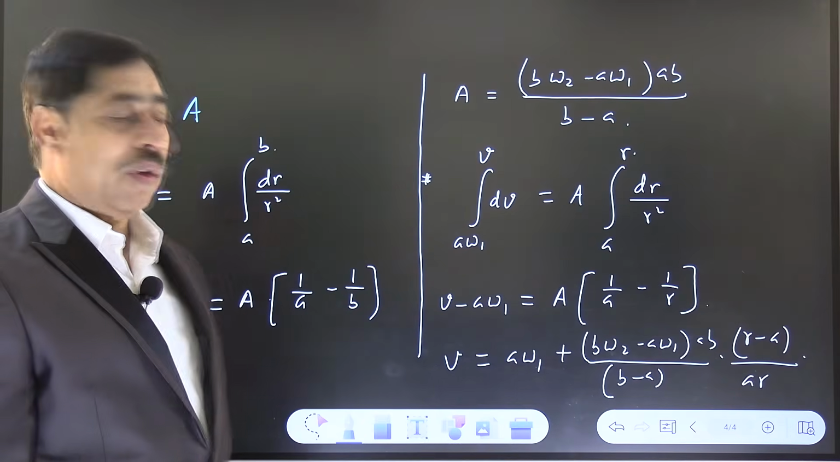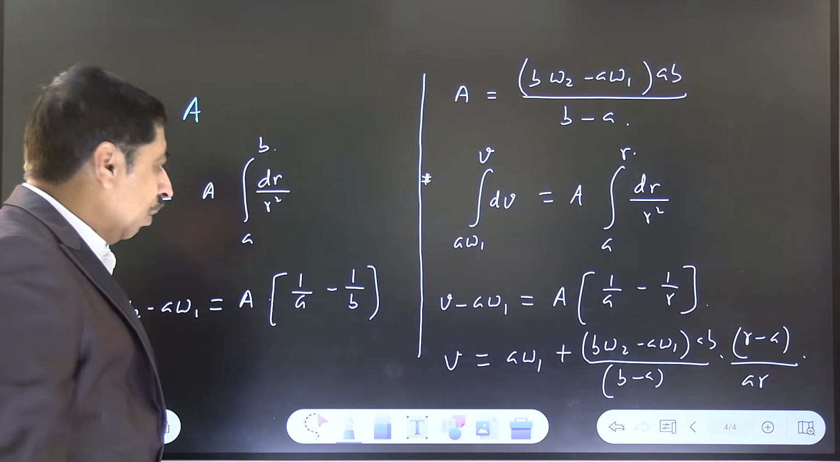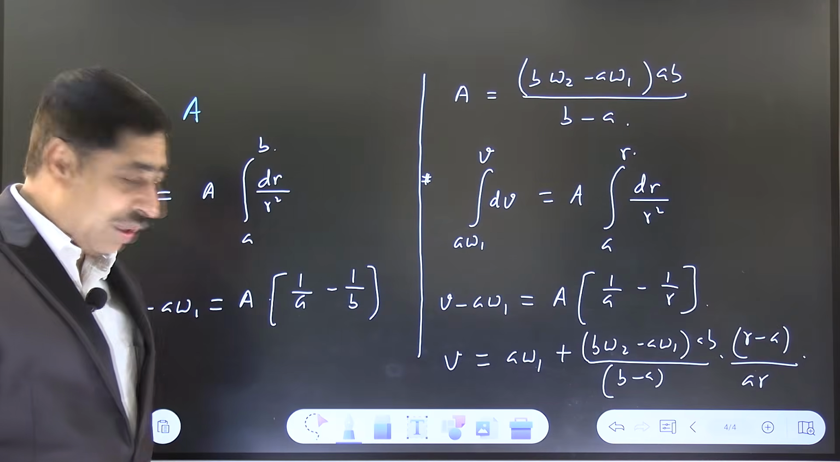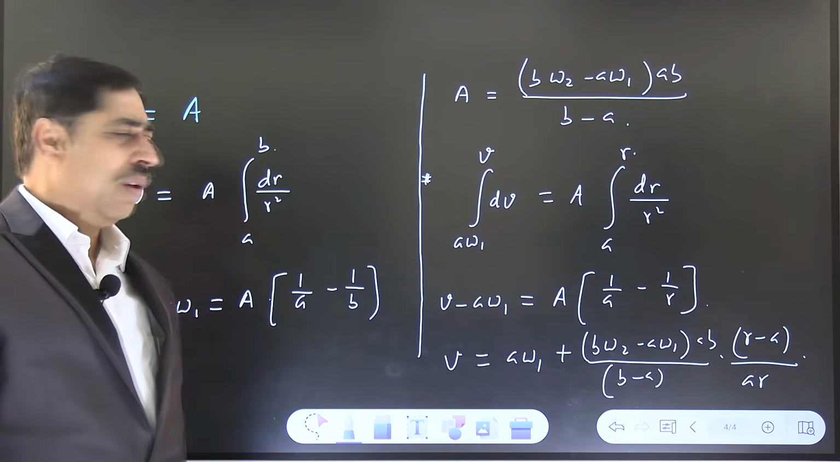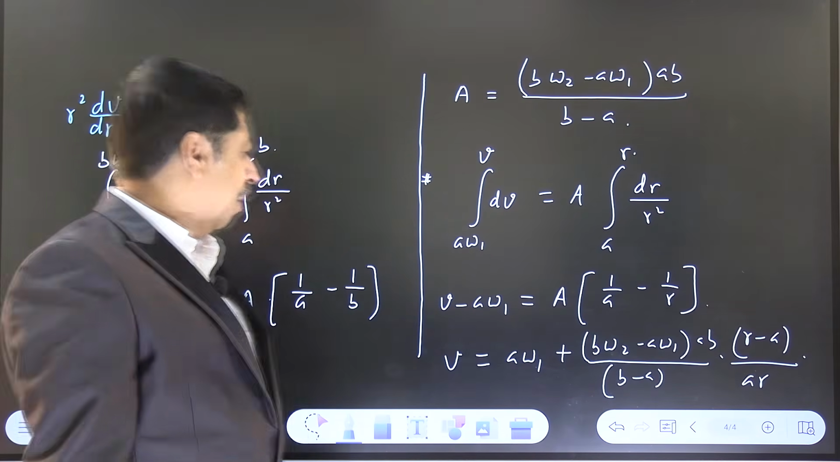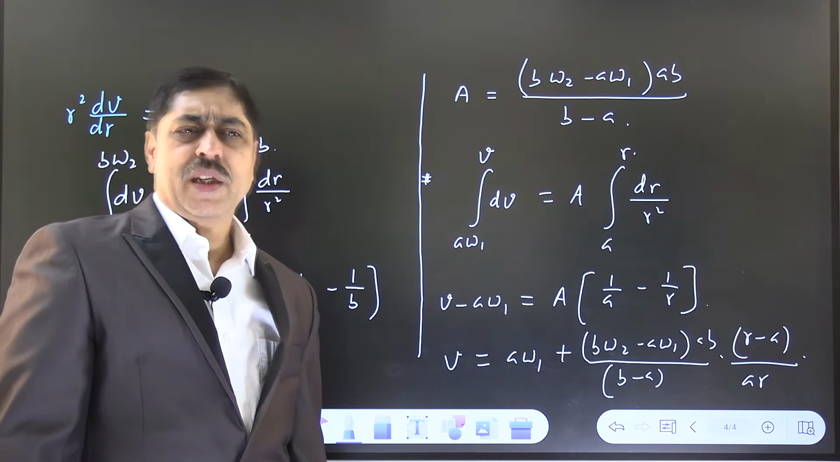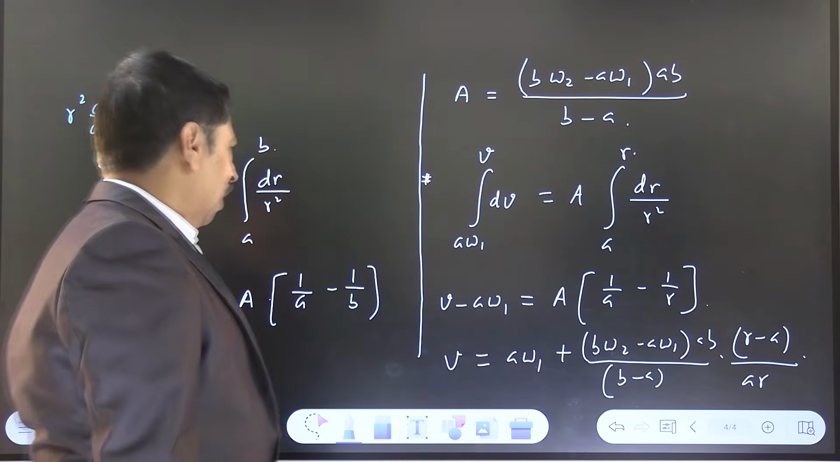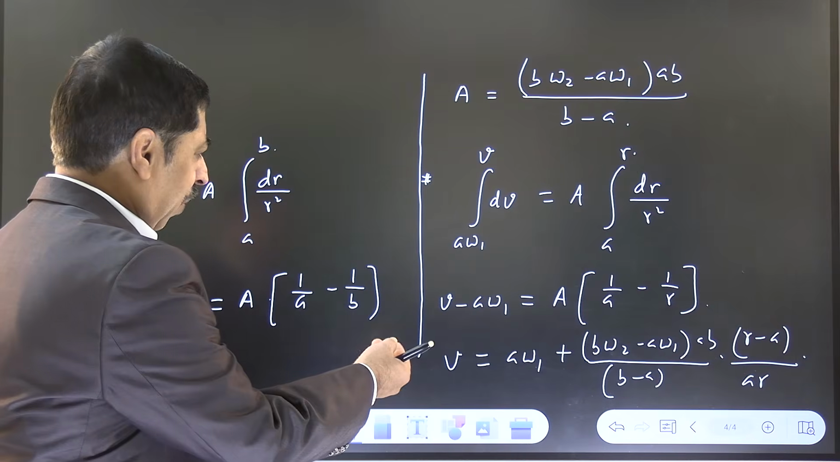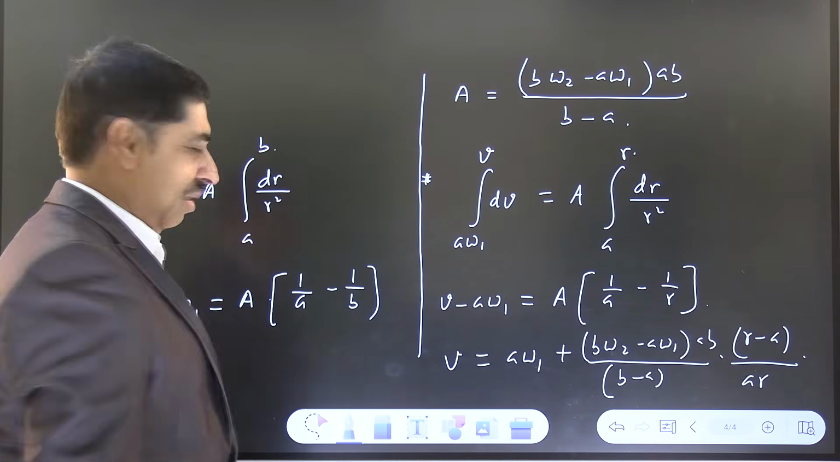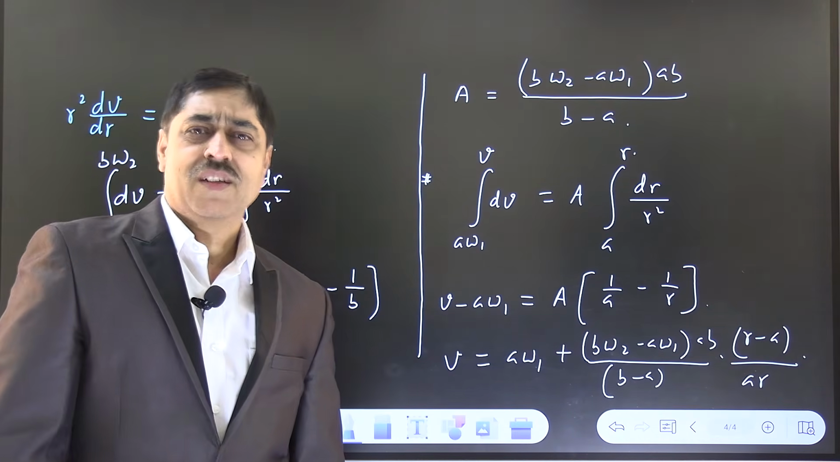I hope you have understood how speed is changing with distance r. In place of speed, one could have asked what is the angular speed, and possibly that will give you a rather simpler expression. But that is it in this question.